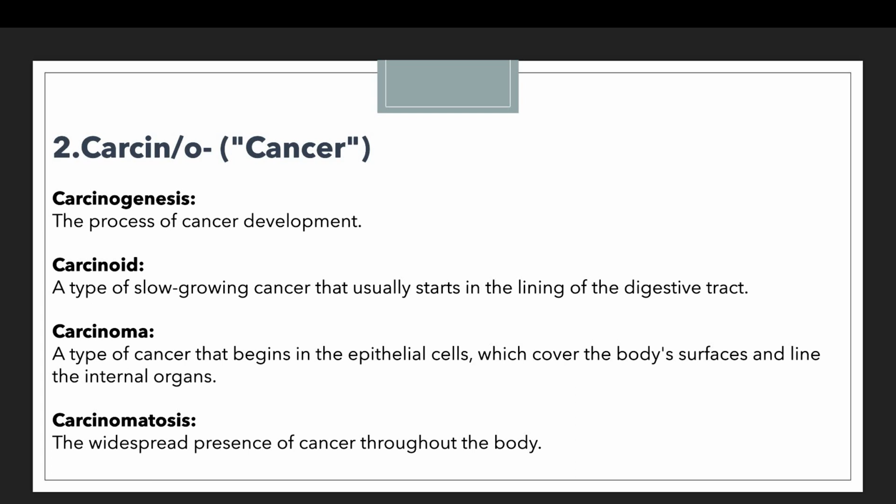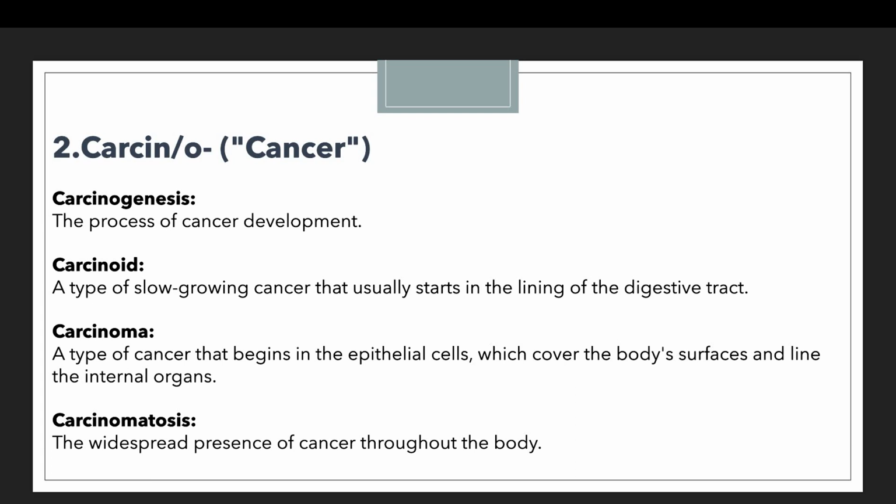Okay, fine. Then we have carcinoma. Carcinoma. Now, what is carcinoma? A type of cancer that begins in the epithelial cells which cover the body surface and line the internal organs. So this type of cancer, which begins in the epithelial cells, is defined with the help of the terminology carcinoma, which is started with the prefix carcino.